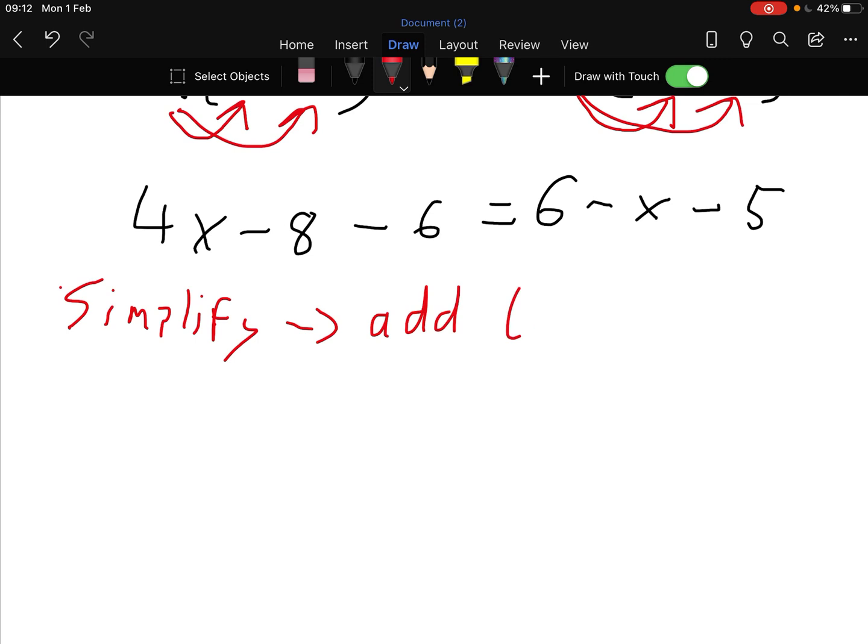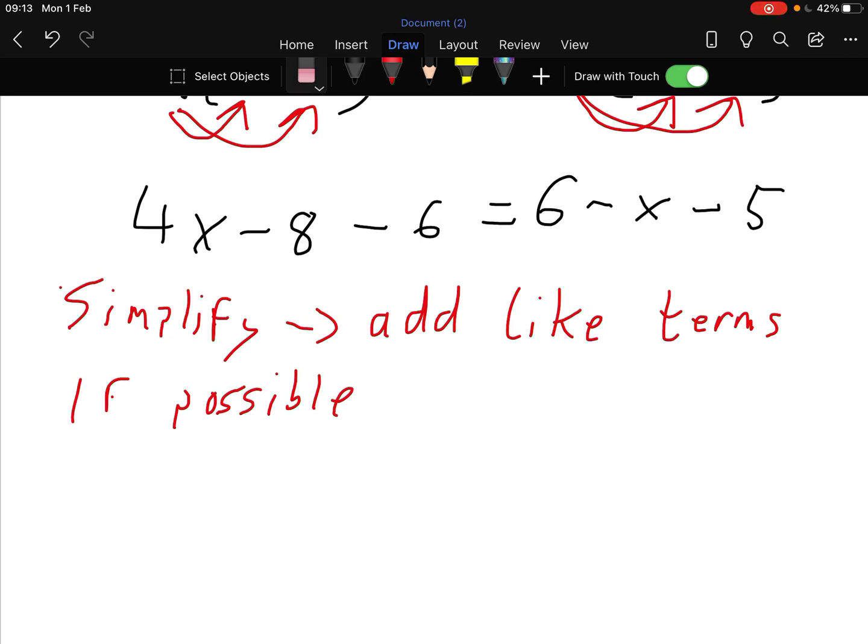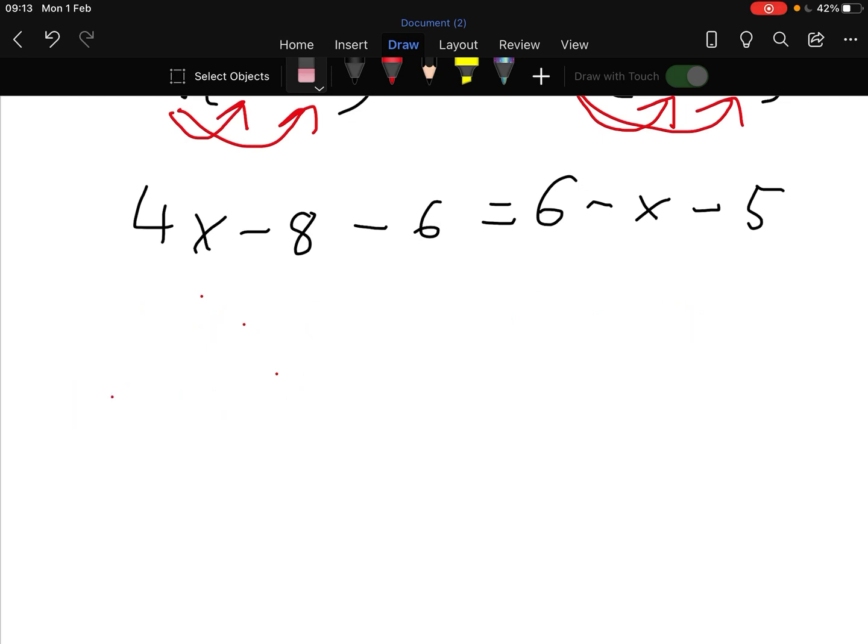add like terms if possible. Okay? So we add the like terms if possible. So you can take that down there. I'm going to have to rub it out because I need the space, so you can pause the video. So add the like terms if possible.